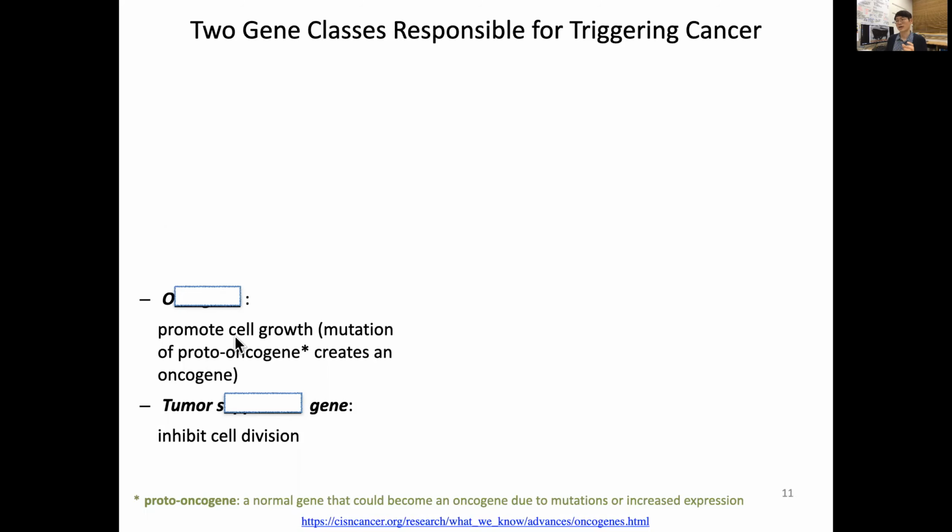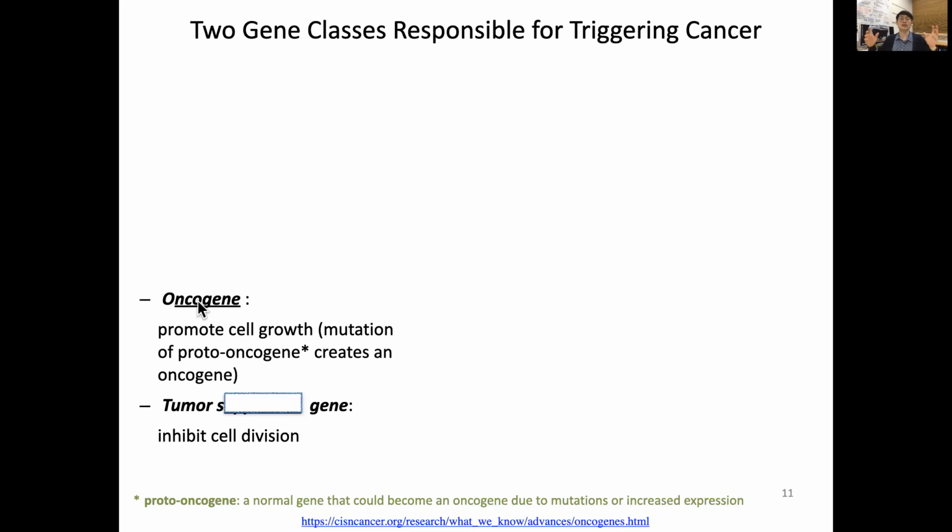First, there are genes which promote cell growth. Usually mutations happen in the proto-oncogene, and the mutation turns this proto-oncogene into an oncogene. So what is a proto-oncogene? That's a normal gene. In fact, it's normal, but it could become an oncogene due to mutations or an increased expression level. So that we call an oncogene.